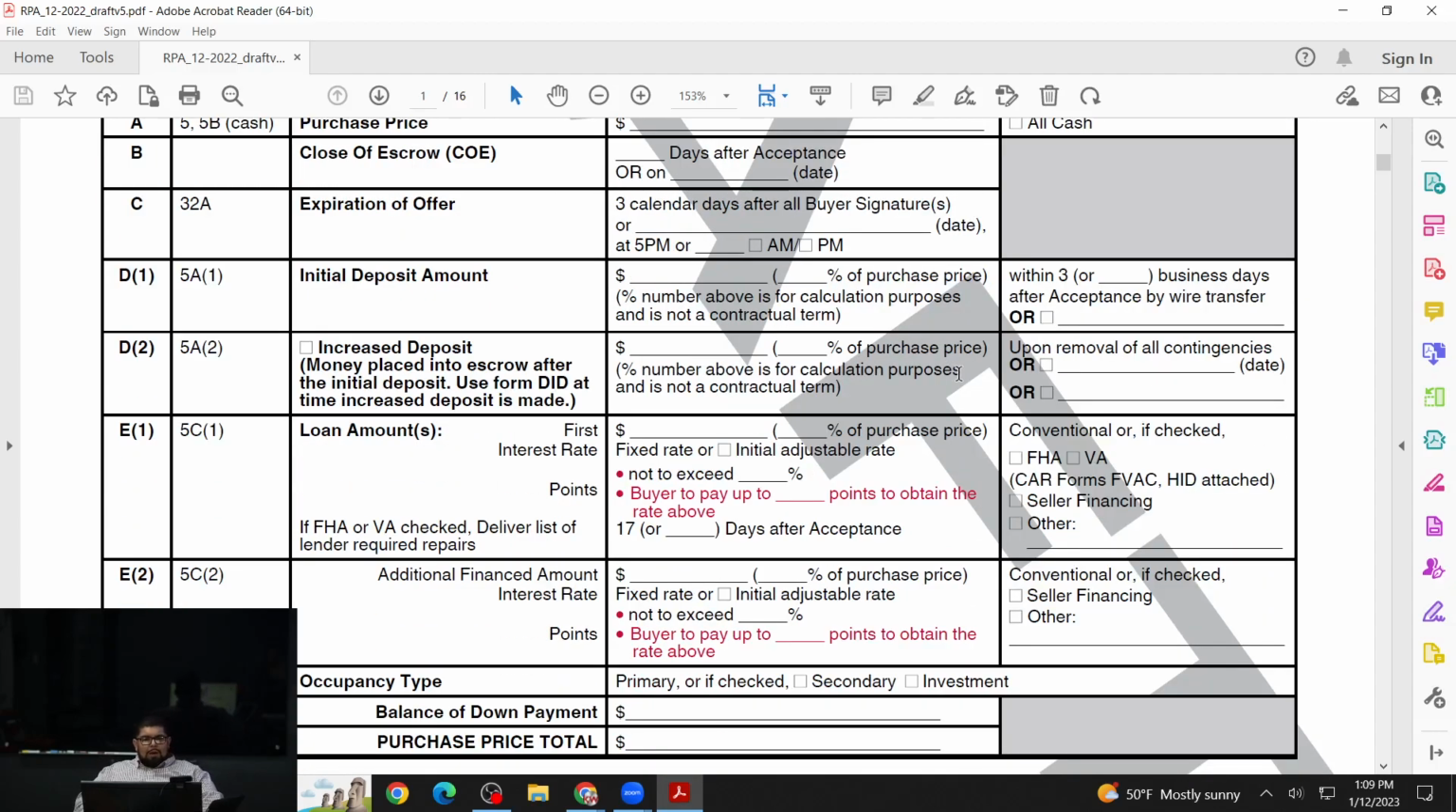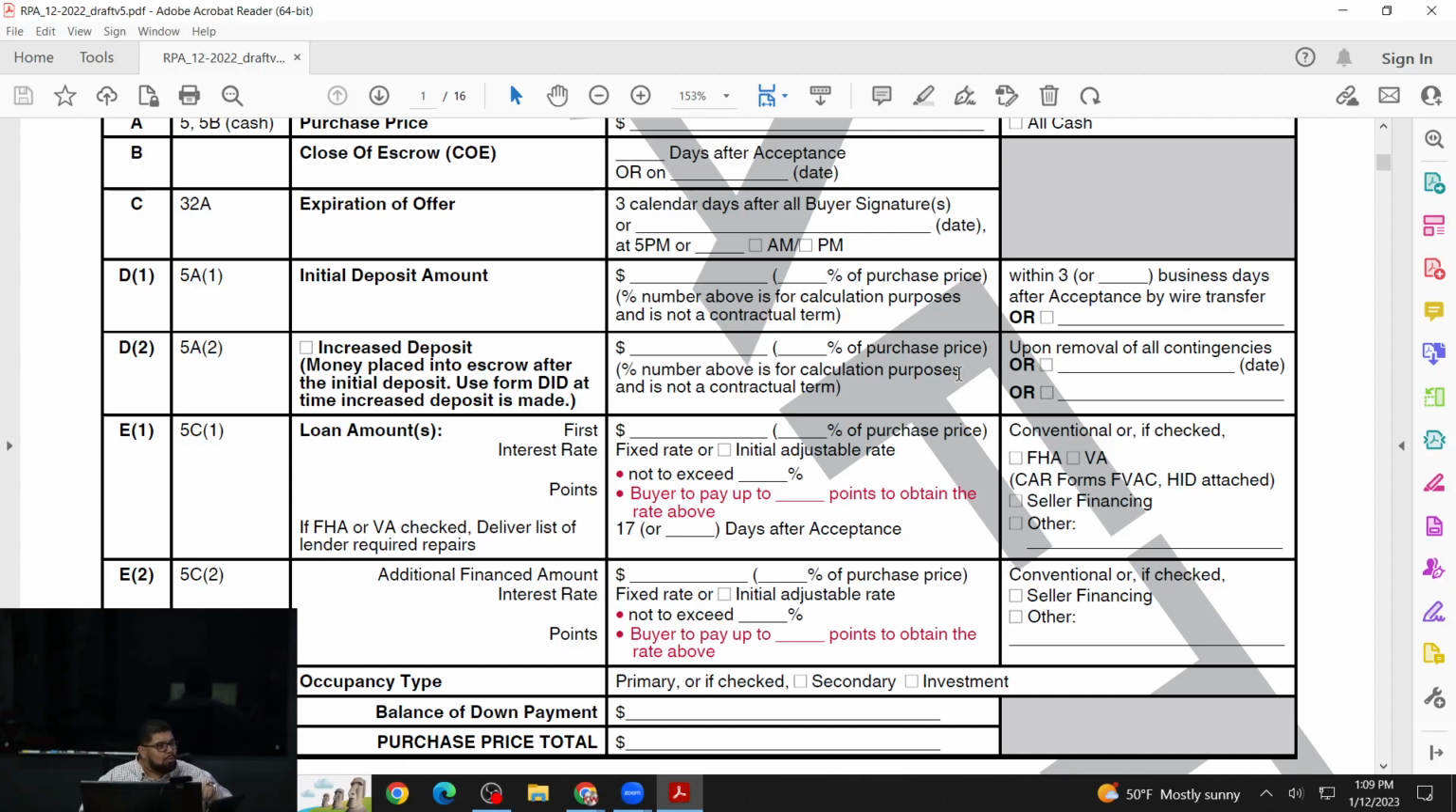E1, loan amount. Buyer to pay up to blank points to obtain the rate above. What does this mean? Somebody share with me. What is the understanding behind it to your best knowledge? Rate discount? A rate discount, 100%. What does a rate discount mean? That the buyer is buying the rate down.